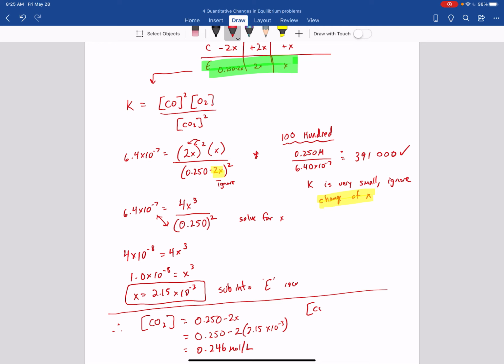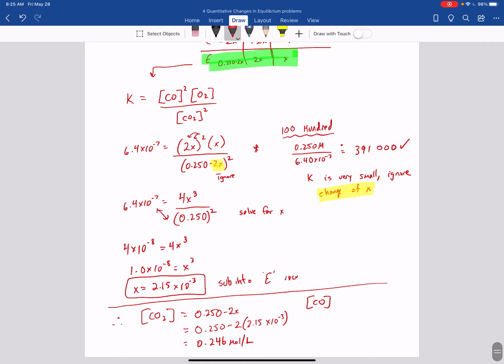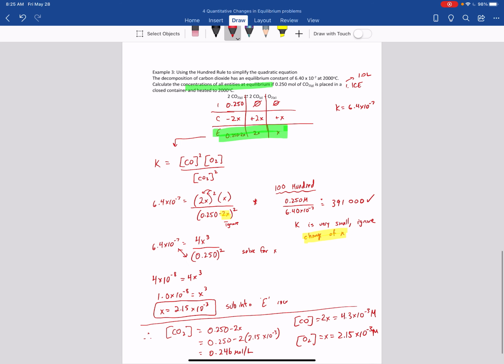So the concentration of carbon monoxide is going to be 2x, which will be equal to 4.3 times 10 to the negative 3 moles per liter. And then the concentration of oxygen is equal to x, so 2.15 times 10 to the negative 3. So there's the entire process there. By using the 500 rule, it allowed us to substitute out a complex equation that would have been difficult to solve, even further than the quadratic equation. And remember, as long as that value is greater than 500, you can ignore the plus or minus x terms in the equation and then solve a bit more simply.